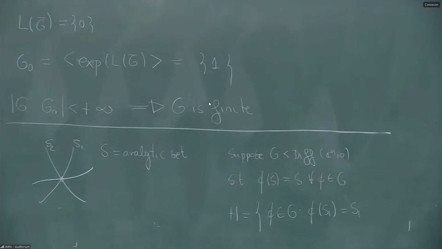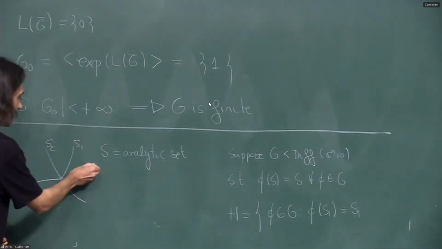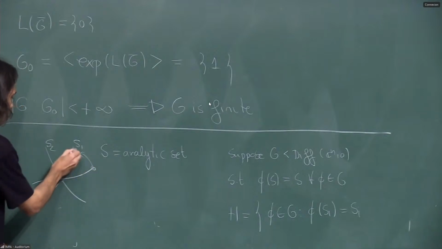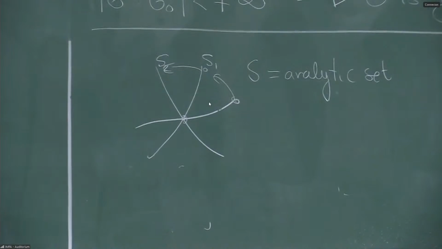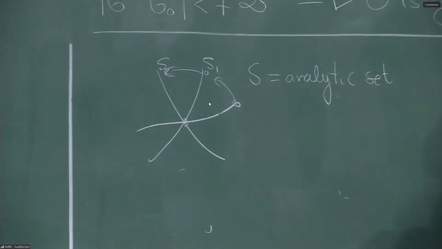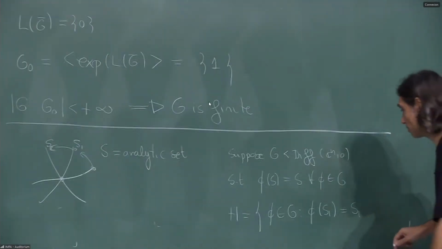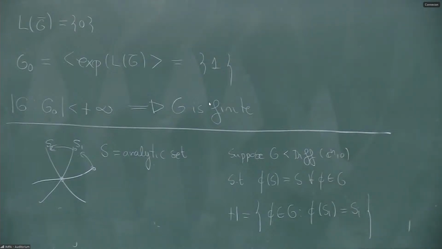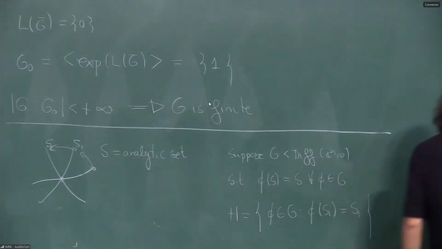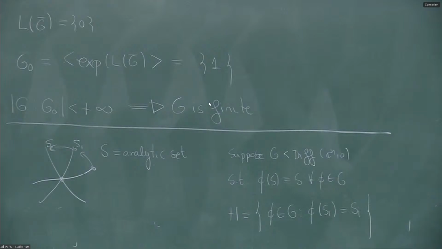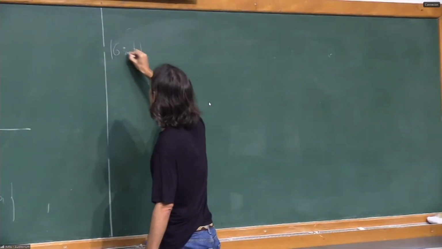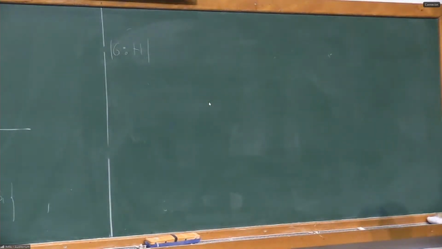It's different. Preserving S means that, for instance, this branch over here could be sent over here, and this over here, and so on. Preserving every reducible component is fixing every single one of them. Not point-wise, okay, but fixing every single one of them. And H is, of course, a finite index subgroup of G. It's indeed a finite index normal subgroup of G. That's very easy to prove.